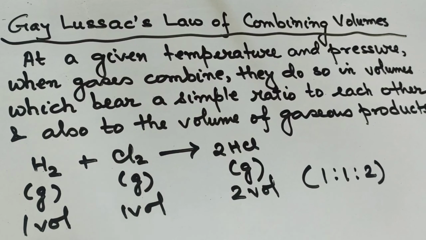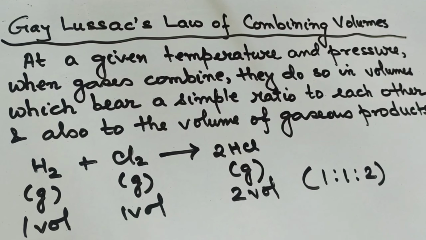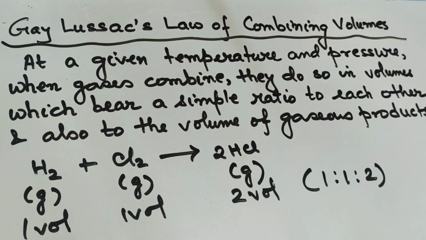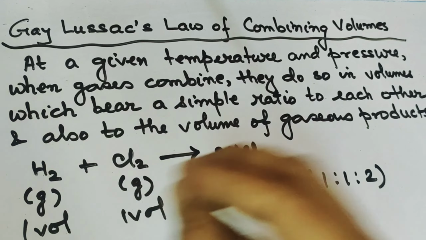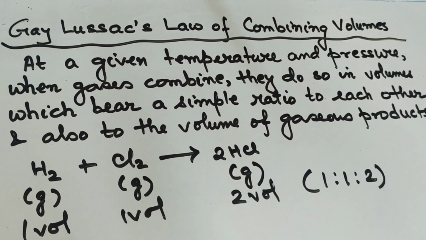In Gay-Lussac's law of combining volumes, the statement says at a given temperature and pressure, meaning any particular temperature and pressure condition, if gases combine, when gases combine, they do so in volume, which bear a simple whole number ratio to each other and also to the volume of gaseous products. Meaning if gases are combining and the product they give is also a gas, then they react and combine in volume, parts by volume.